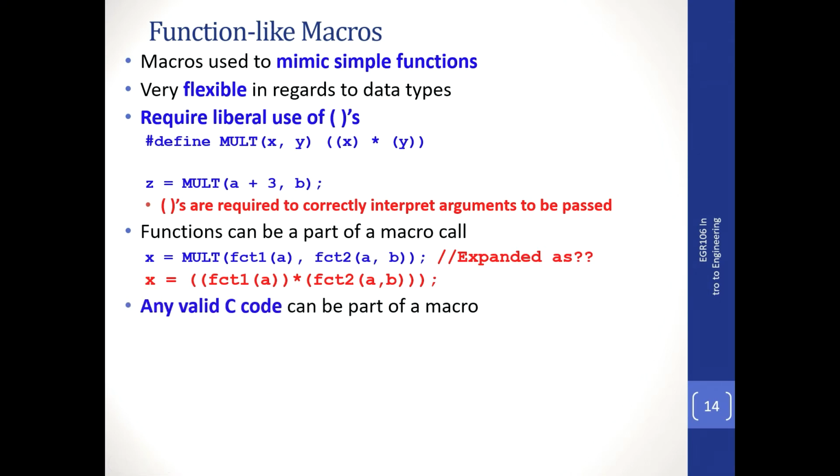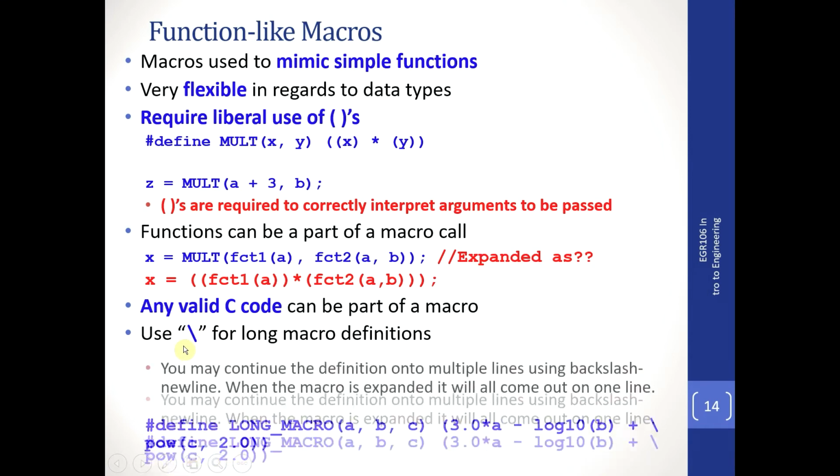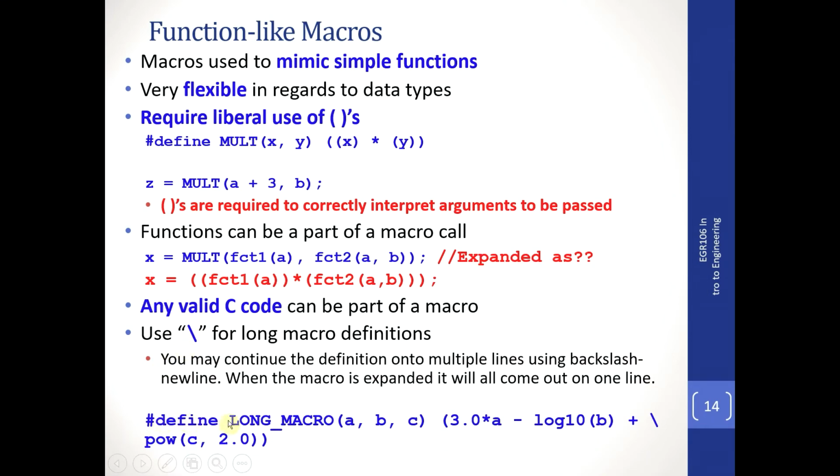In fact, any valid C code can be part of a macro, which also means you can have macros inside of macros. If you have really long macros, you have a bunch of math you have to do, you can use a backslash, and that basically says continued on next line. So let's look at an example. If I have this really long macro and it's going to end up being too long, what I can do is get to a good stopping point, put the backslash, and that tells my computer, hey, everything on the next line is included too. So it will include this POW C 2.0, just like it's right here.